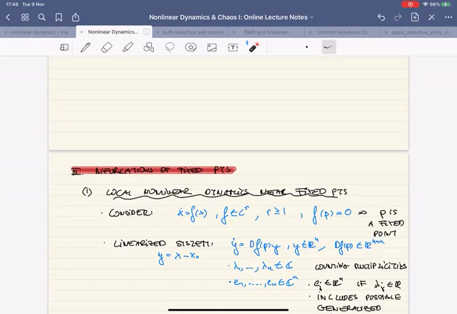The general term is invariant manifolds, and that's where I'm going to go next time, whether you can construct those nonlinear continuations of invariant subspaces or eigenspaces in nonlinear systems near fixed points. Thank you very much. You're welcome.